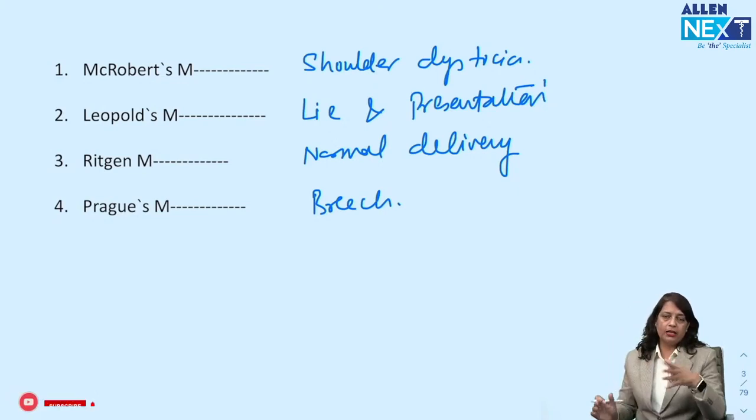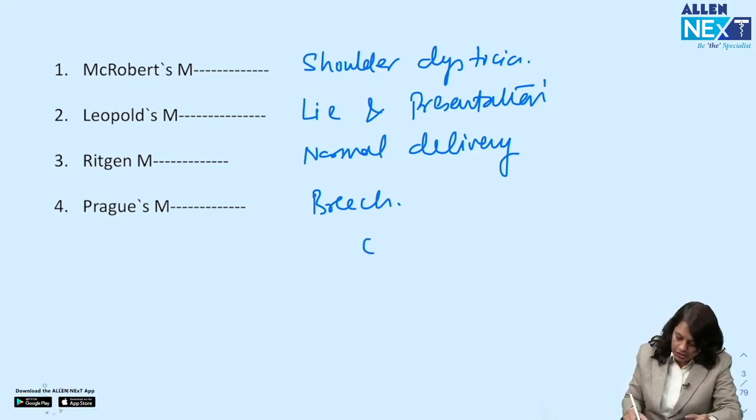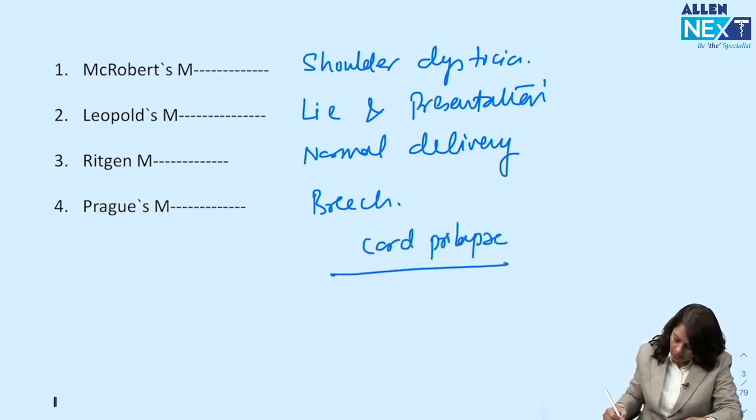One more reason why in breech we don't prefer to conduct a breech delivery: the chances of cord prolapse are again very high in cases of breech presentation or any malpresentation. The most common malpresentation where cord prolapse occurs is a transverse lie. Okay, so what are the conditions where cord prolapse is common?